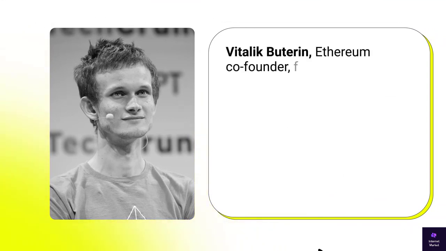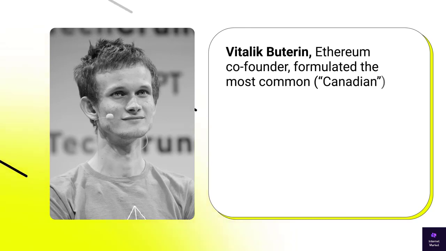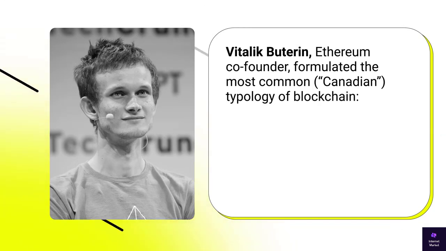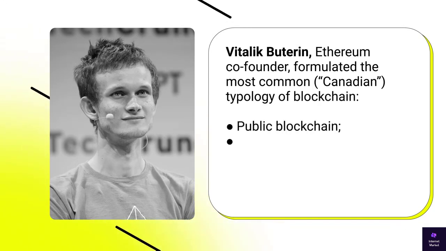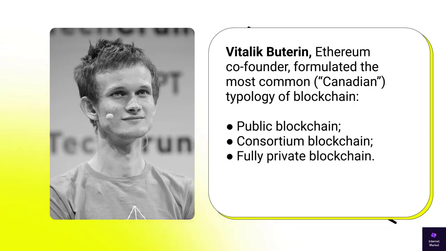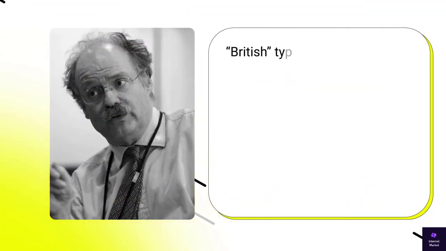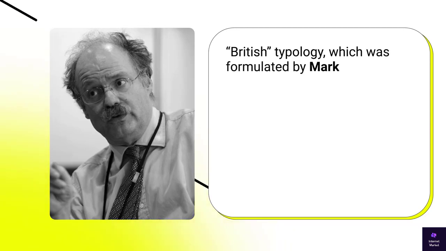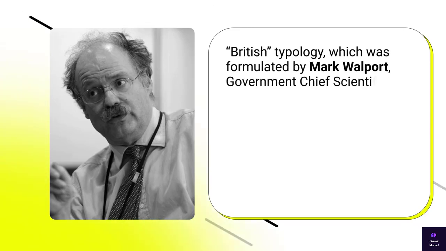Apart from consensus algorithms, blockchain networks also differ in type. Vitalik Buterin, Ethereum co-founder, formulated the most common typology. It is also called the Canadian typology and includes three types of blockchain. 1. Public blockchain. 2. Consortium blockchain. 3. Fully private blockchain.